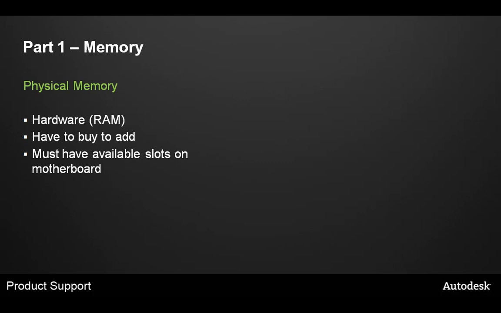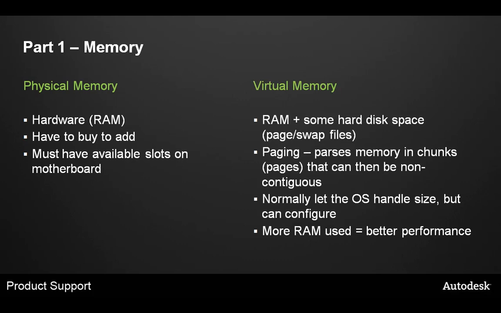Okay. The second kind of memory is called virtual memory. Virtual memory is a combination of the RAM, the hardware capacity, as well as the operating system allowing you to use some of your free hard disk space to augment the amount of memory that you can use. A lot of times this virtual portion is also called page or swap files.